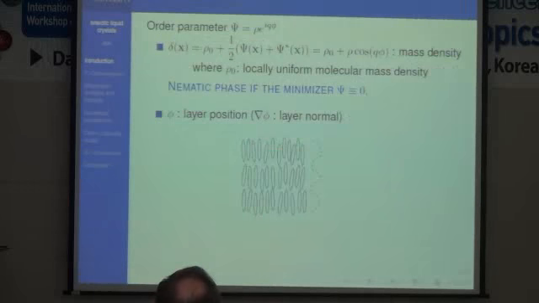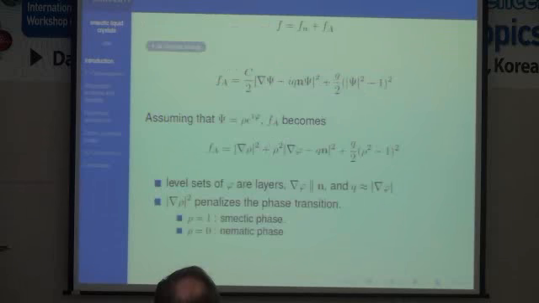In order to describe the layer structure, we're going to need another variable. This is a complex order parameter introduced by de Gennes, in the line of analogy between superconductivity and smectic liquid crystals.